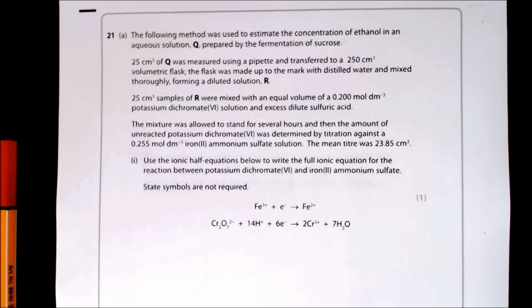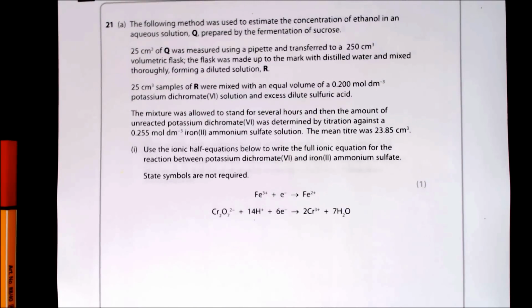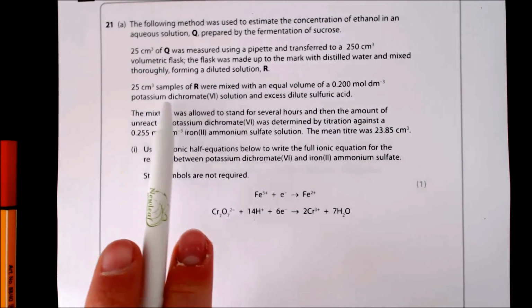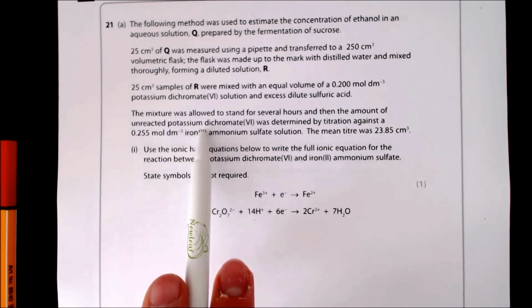Okay, so we're going to use the ionic half equations below to write the full ionic equation for the reaction between potassium dichromate and the iron 2 ammonium sulfate. So this is basically what's happening in our titration. They've been very kind to us. They've given us the equations here, which is very nice of Edexcel. And you can see, let's just nudge it up so we get some space. You can see that we have our iron 3 going to iron 2. Now, the question here says that we're actually adding iron 2, I think. There it is, yeah. So we're actually titrating iron 2.